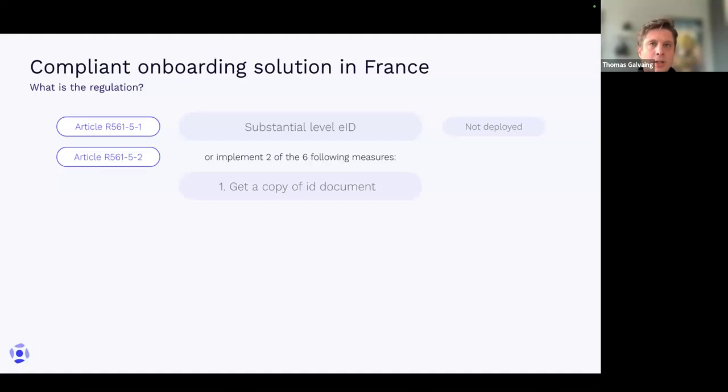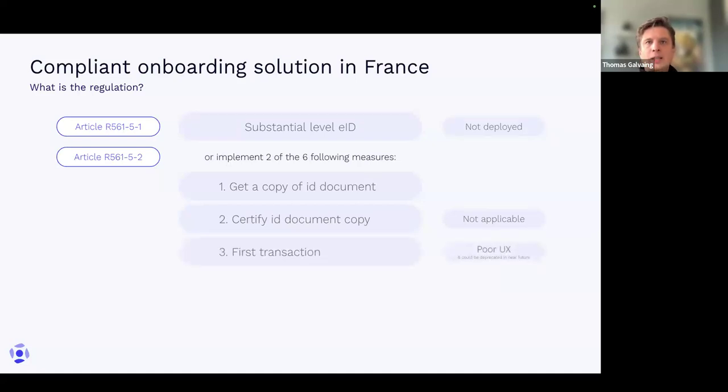The first measure is to get a copy of the document. The second measure is to certify the copy of the document. But certifying a copy can only be done by an accredited person, a public officer like a notary. You can easily understand that this measure is not applicable in a digital world.